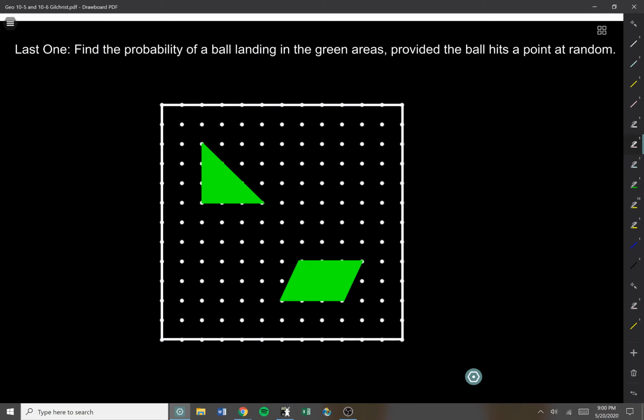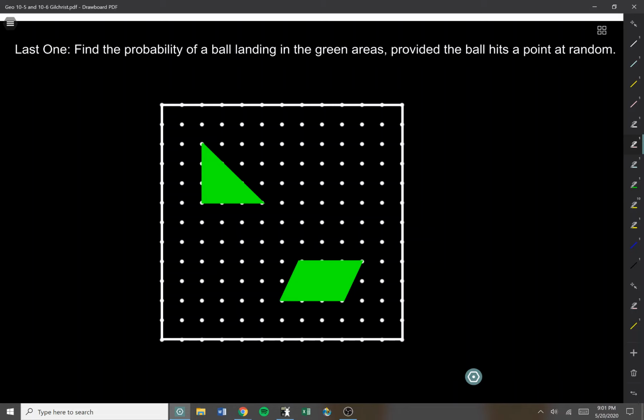Find the probability of a ball landing in the green areas, provided the ball's a point at random. This is very important because you can't always assume the ball's falling randomly. Like if this were a big target set up in a field and we were shooting arrows at it, if somebody was really, really good, we wouldn't expect it to just be random. We'd think, oh, they're always hitting their arrows inside that green triangle. So the fact that it's random is different than somebody with skill or some level of competency being at play.